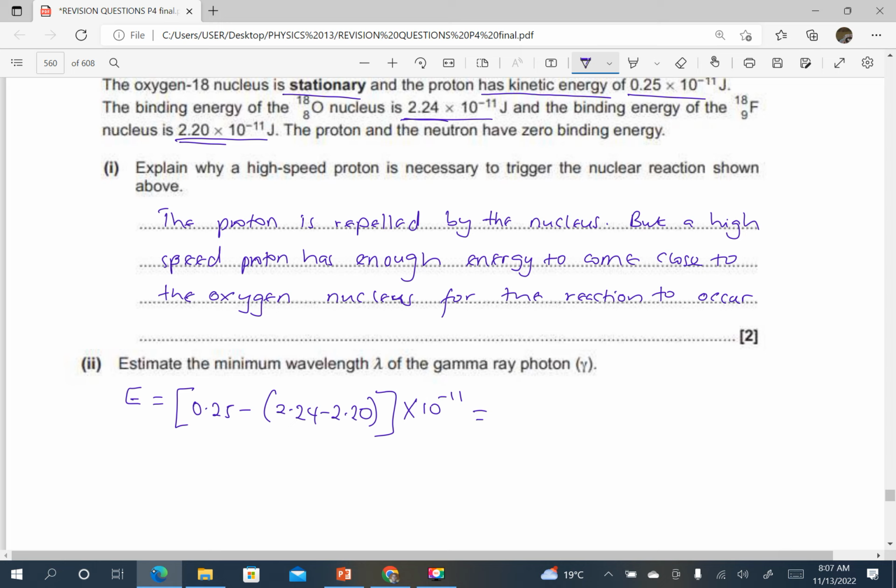Then we subtract that energy from the kinetic energy of the proton to get the energy which is given to the gamma ray photon. And from my calculator, 0.25 minus 2.24. So this is giving me 0.21 times 10 power negative 21.